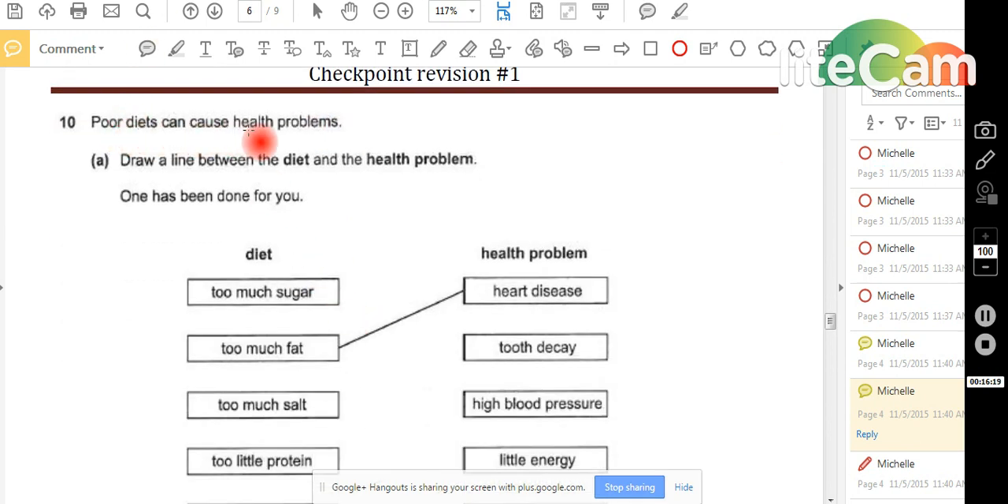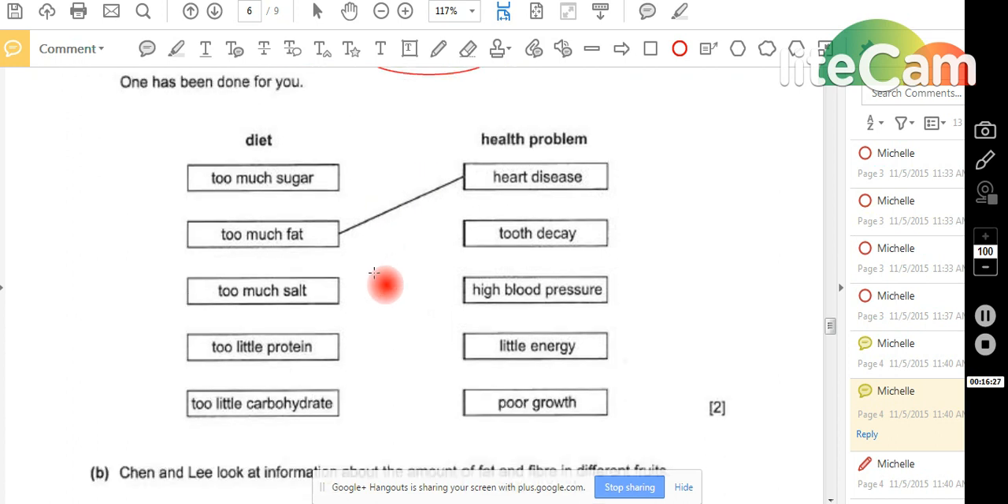Poor diets can cause health problems. Draw a line between the diet and the health problem. The first one was done for you. So too much fat will cause heart disease. What will too much sugar cause? Tooth decay, high blood pressure, little energy, or poor growth? Tooth decay. Good.